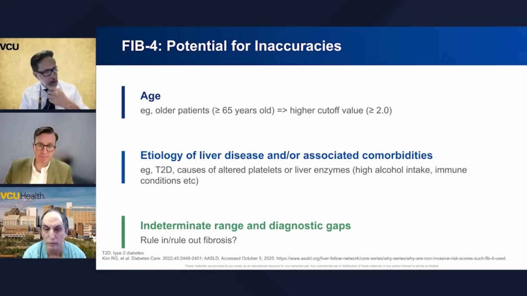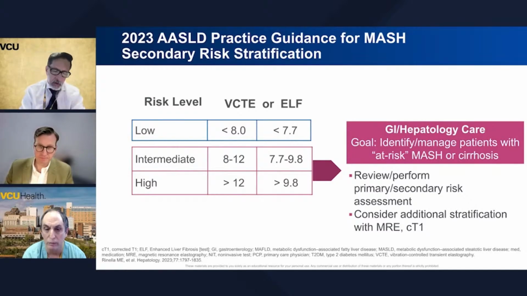Absolutely. Yeah. Well, coming back to the patients who have higher FIB4s. So there, I think maybe we can talk a little bit about secondary testing. And the two tests that we tend to use a lot are vibration-controlled transient elastography, and the other one is a blood-based test called the enhanced liver fibrosis test.